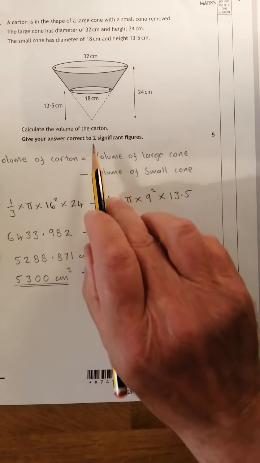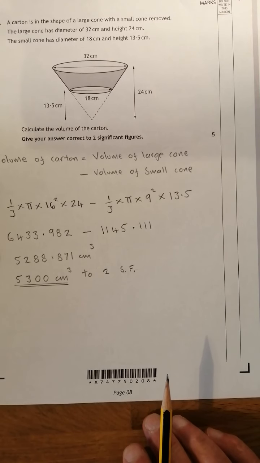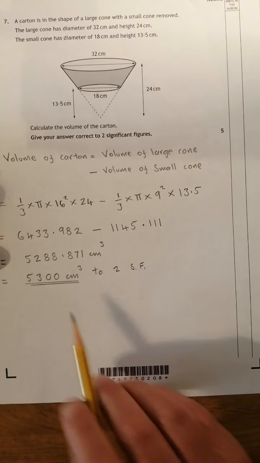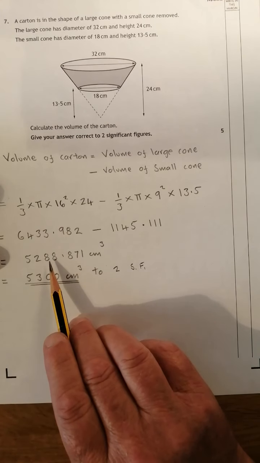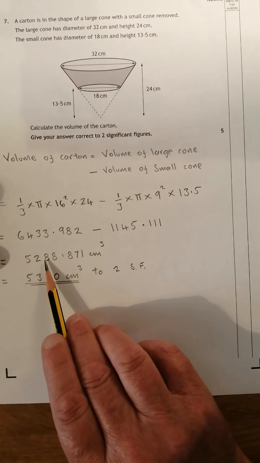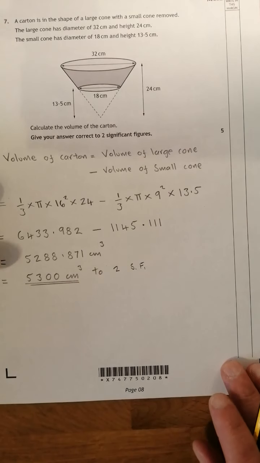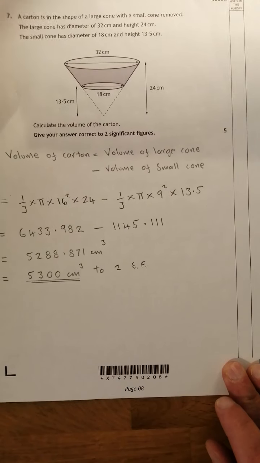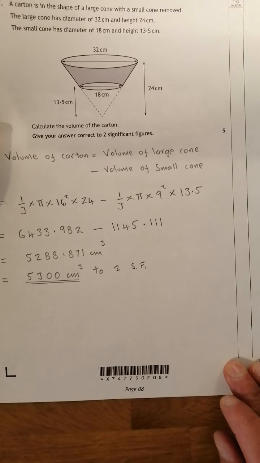Do your subtraction, and you get 5288.871. Don't forget they want it to 2 significant figures. So let's round that off to 2 significant figures. There's your first, there's your second. That 8 makes that a 3, so it's 53, and all the other numbers turn to 0. So it's 5300, and that's to 2 significant figures.